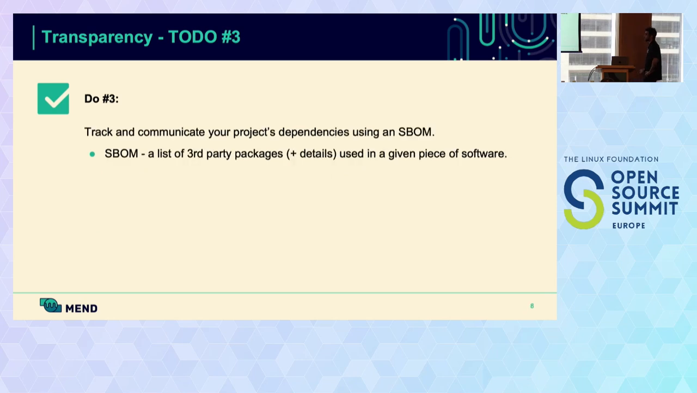So number three, it's the final one for this section, is to track and communicate the project's dependencies using an SBOM, which is a software bill of materials. This is the same concept as a physical product bill of materials. So if, for example, you're an automobile manufacturer, then you're going to keep a list of all of the components that go into each car so that if there's a defective piece, then you know who has the car with the defective piece, and you can communicate it to them, and you can send a replacement part, issue a warning, or in a severe case, maybe issue a complete recall.